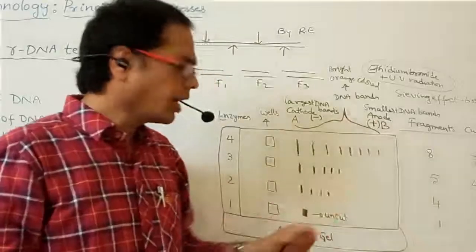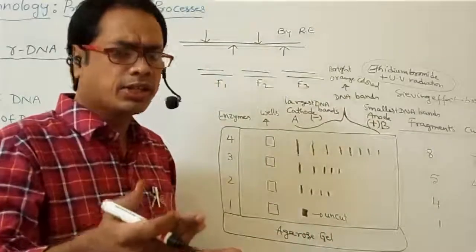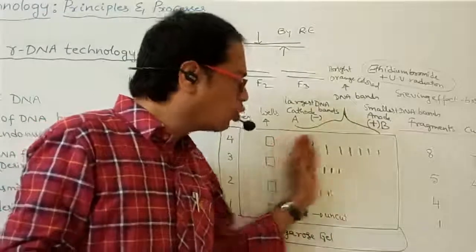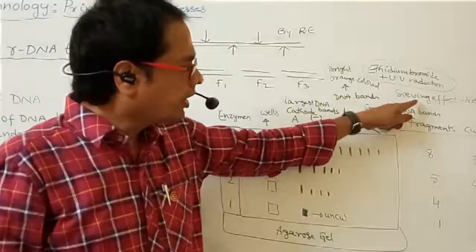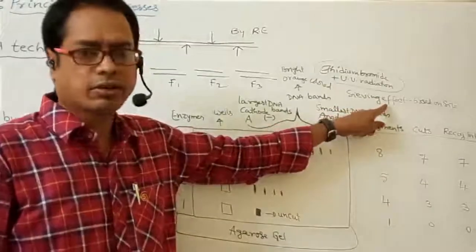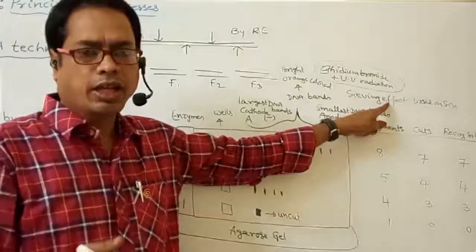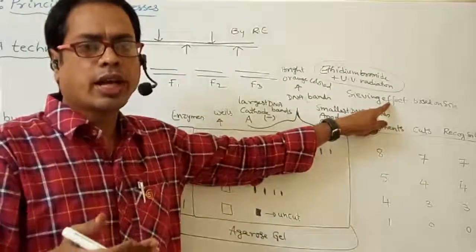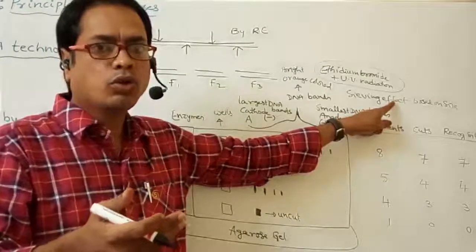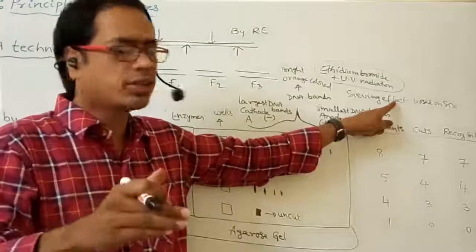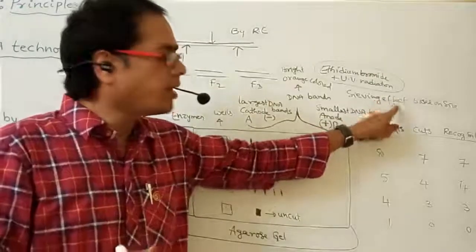Okay, based on the size, the DNA fragments show movement. Based on size, that type of effect is called the sieving effect. What is the sieving effect? The DNA bands will move towards the anode based on size. This is the so-called sieving effect.